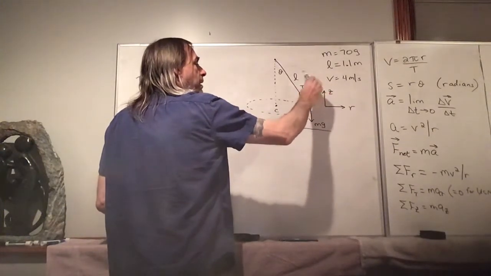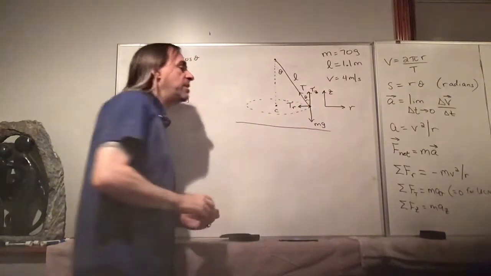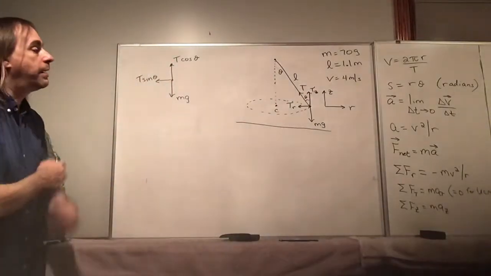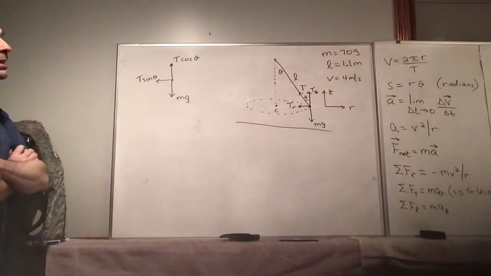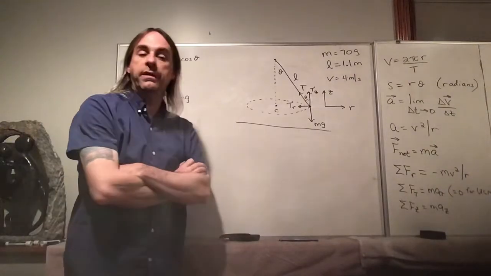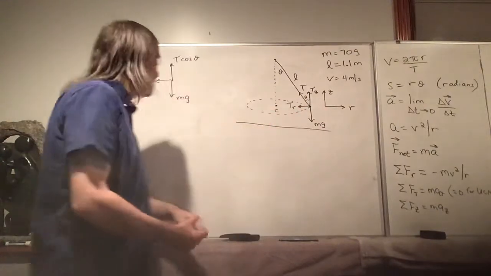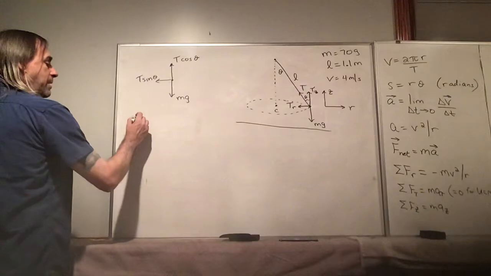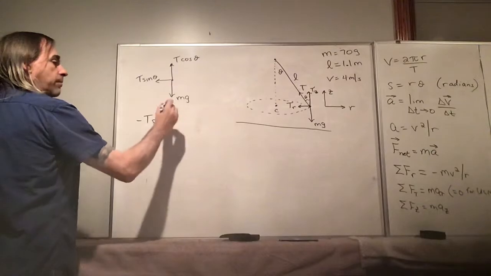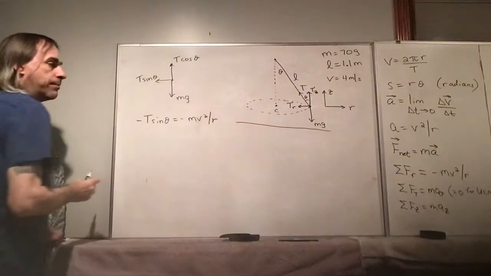So we have a vertical component, that would be Tz, and that would be Tr. So we broke tension up into a z component and an r component. And now we can write down Newton's second law. Again, we're going to annoy ourselves with this minus sign because the radial direction is outwards, tension is inwards. So what we have is minus Tr, or minus T sine of theta, is equal to minus mv squared over r.